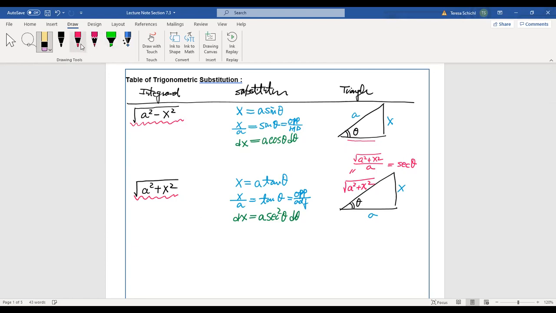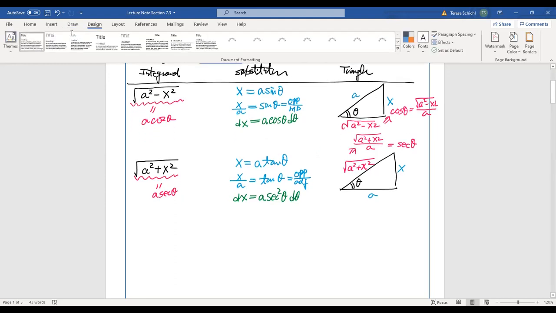Okay, so here, the first one, the a squared minus x squared. So we should say the cosine theta is equal to the square root of a squared minus x squared over a, right? So I need to be very careful about my writing. So then you can say this one is equal to the cosine theta, and this one is equal to the secant theta here.